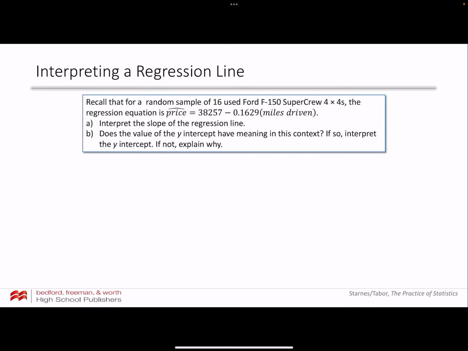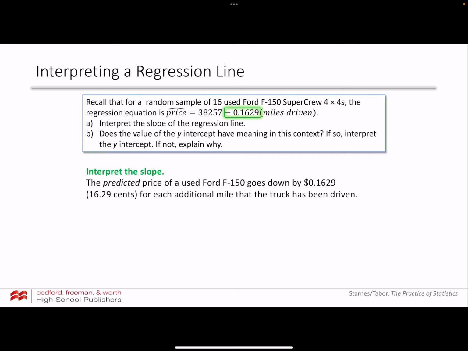All right, so let's practice this a little bit here. Same idea. We're going to interpret the slope, and then we're going to talk about the y-intercept as well. So the slope of the regression line right here, and it's negative. So that tells us that the predicted price of a used F-150 goes down by 0.1629 cents for each additional mile that the truck has been driven.